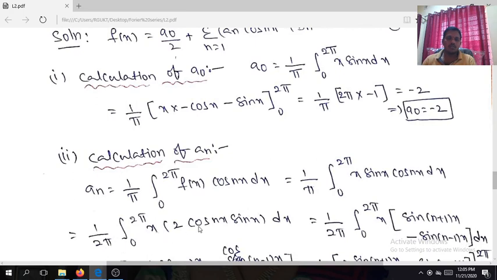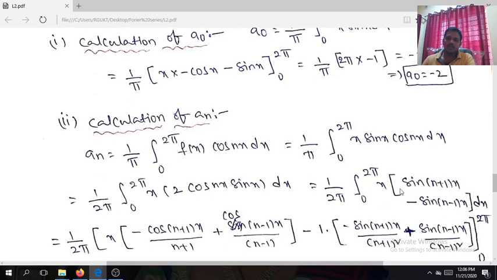So x into 2 cos nx sin x, 2 cos a sin b. 2 cos a sin b is what? Sin a plus b minus sin a minus b. That is the compound angle formula. 1 by 2 pi integral 0 to 2 pi x into sin of n plus 1 into x minus sin of n minus 1 into x. Is it clear? Okay. So this is the first function, this is the second function.